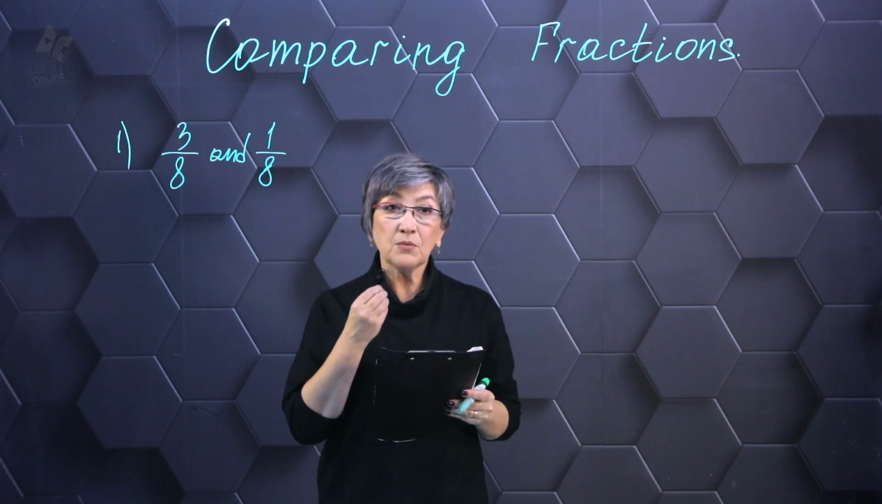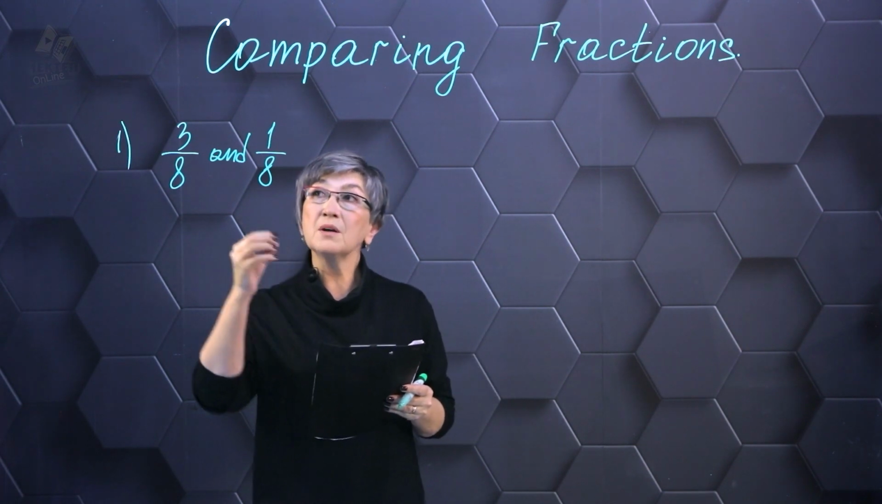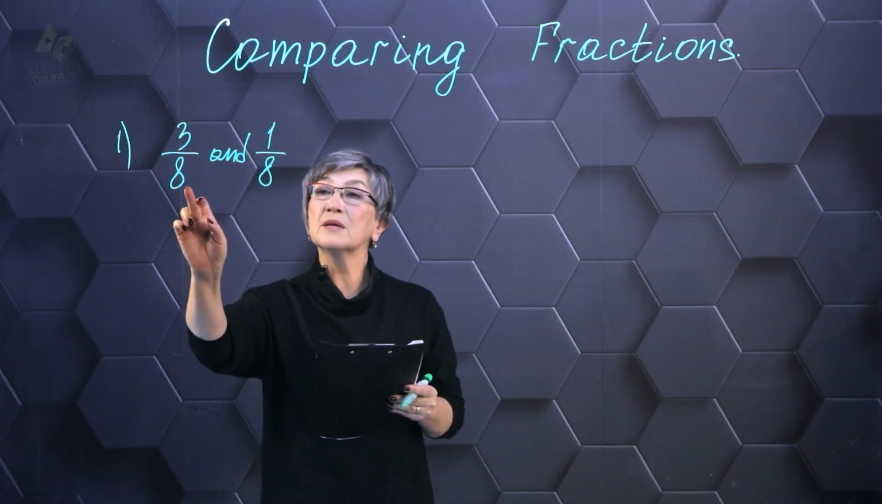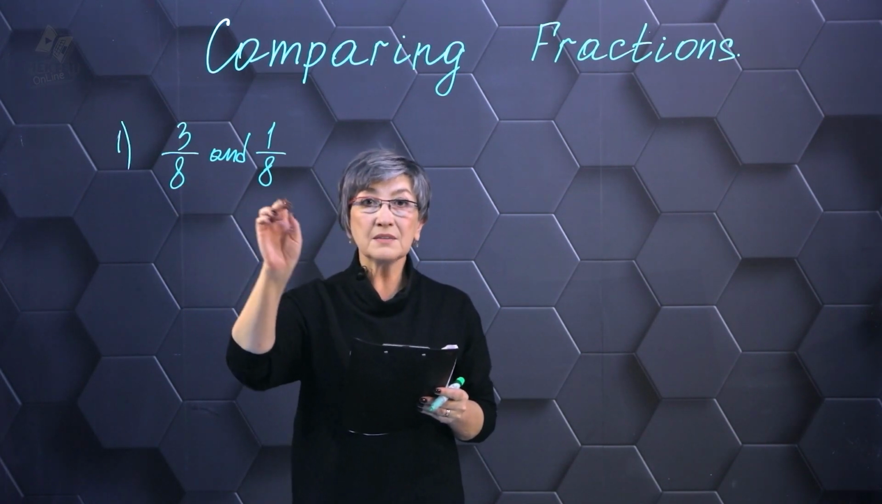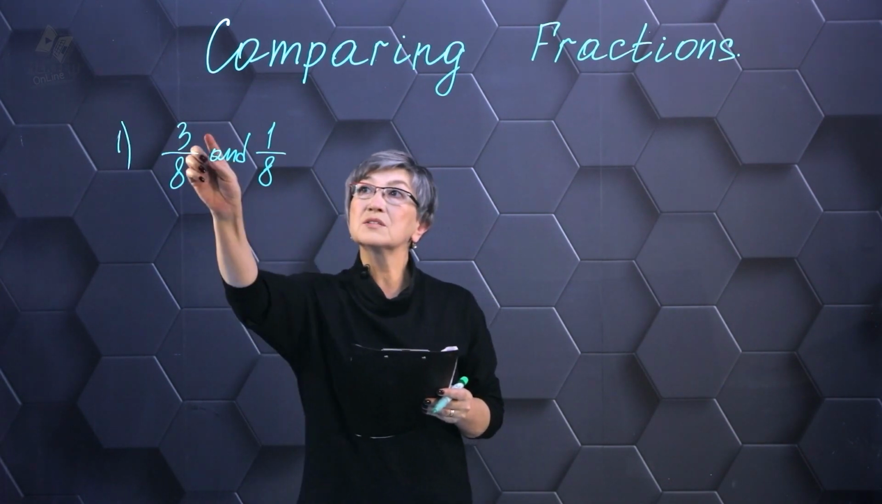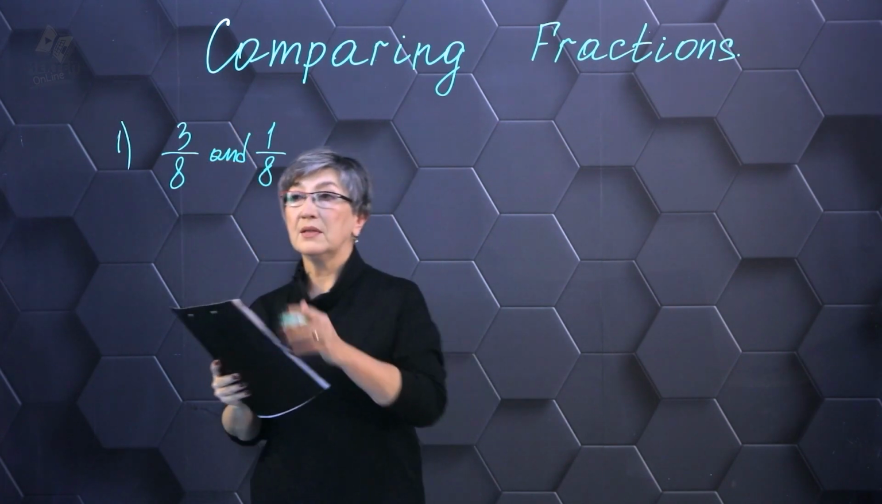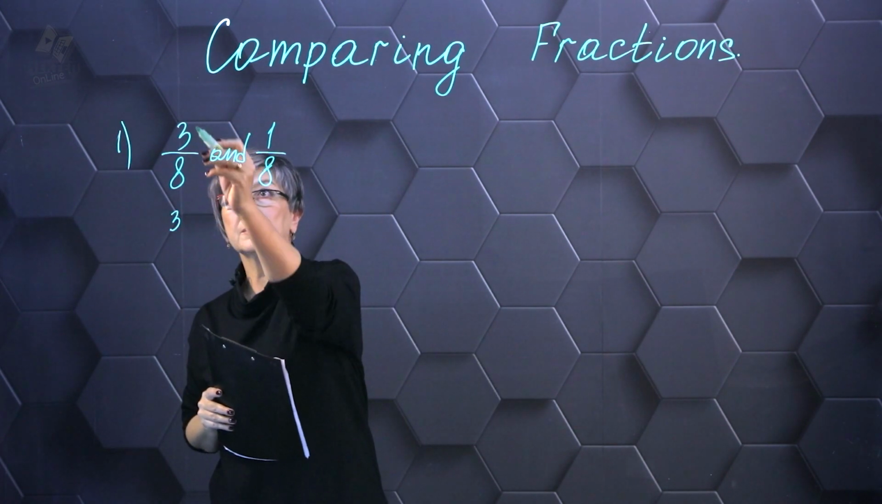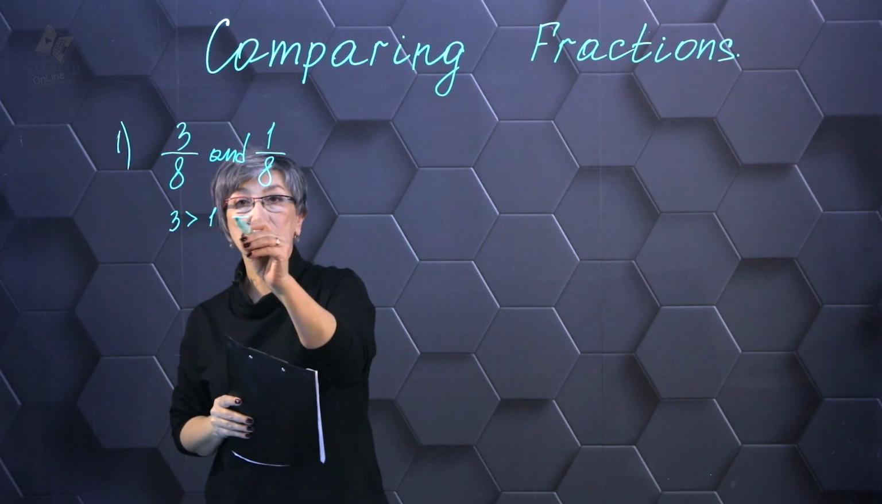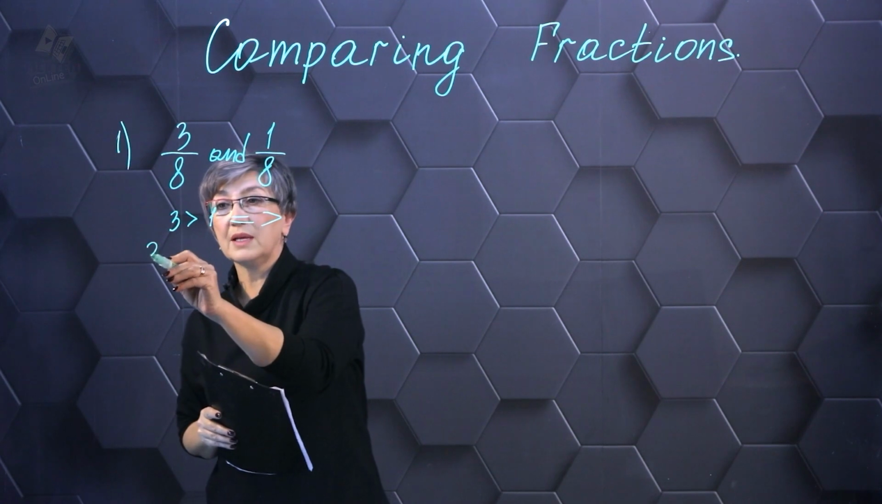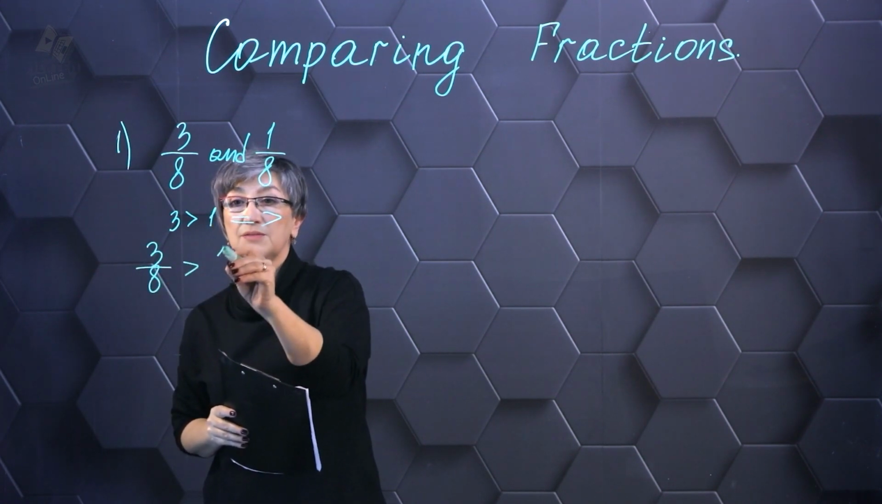I remember the rule and notice that fractional numbers have the same denominator. And this is very important. If the denominator is the same, then we are just comparing numerators. I realize that 3, the numerator, is greater than 1. And from that, I conclude that 3/8 is greater than 1/8.